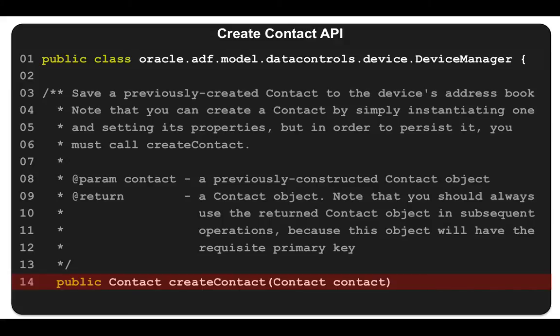So you can call this method and pass in a contact, and it will essentially get added to the device's contact or address book. In addition, you will then get the contact object back, but not only the contact object back, but some additional fields within the contact, such as the unique identifier of that contact within the device.